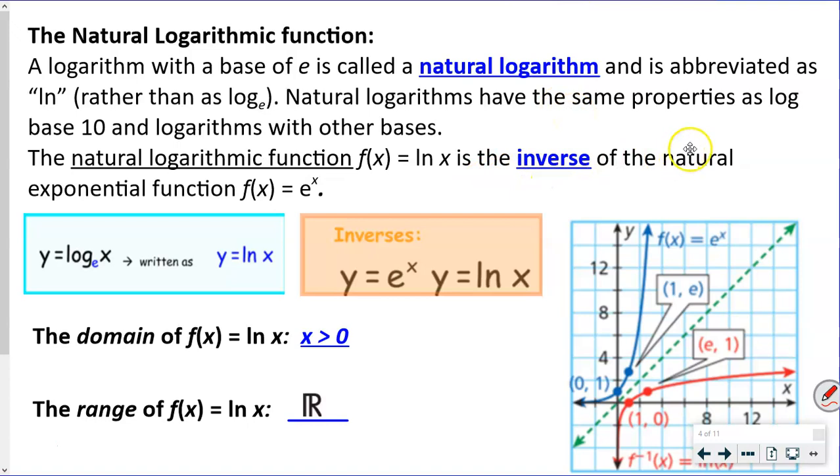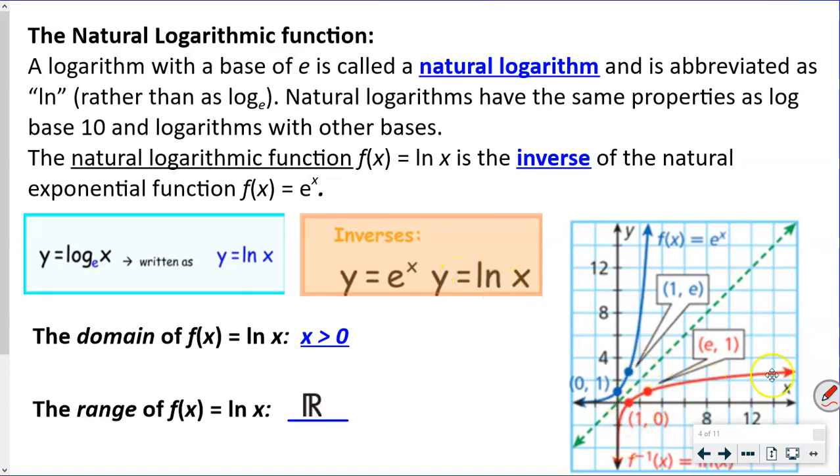So the natural logarithmic function f of x equal to ln of x is the inverse of the natural exponential function f of x equals e to the x, okay? So y equals log base e of x is written instead as y is equal to ln of x. So these are inverses of each other. y is equal to e to the x is an inverse of y is equal to ln of x.